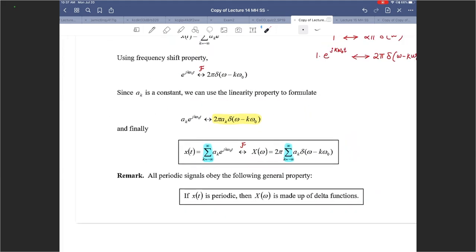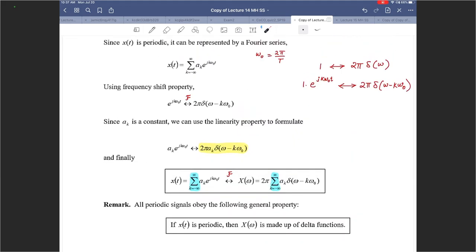So using this particular result, we can say that if x of t, if the time domain signal happens to be a periodic signal, then its Fourier transform is made up of delta functions or impulses. So impulses in the frequency domain, if you have time as periodic.